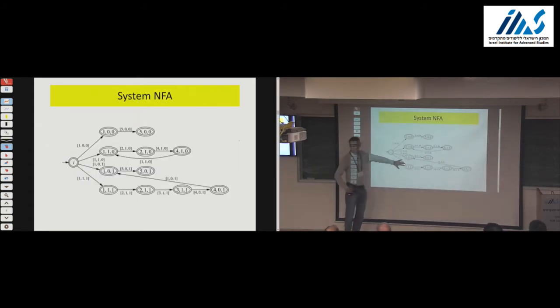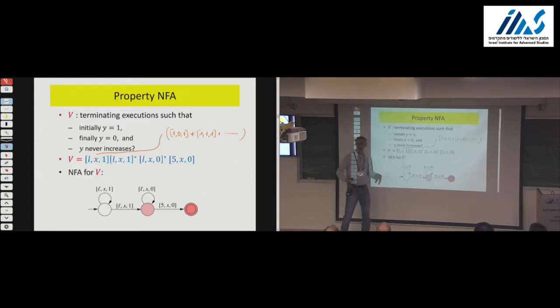So this is our system NFA, right? And this is our property NFA. And if you remember, the states of the automaton for the intersection are pairs of states, one from the system NFA, one from the property NFA, right? Who doesn't remember that? Everybody remembers? Raise your hand if you remember it. Okay, good.